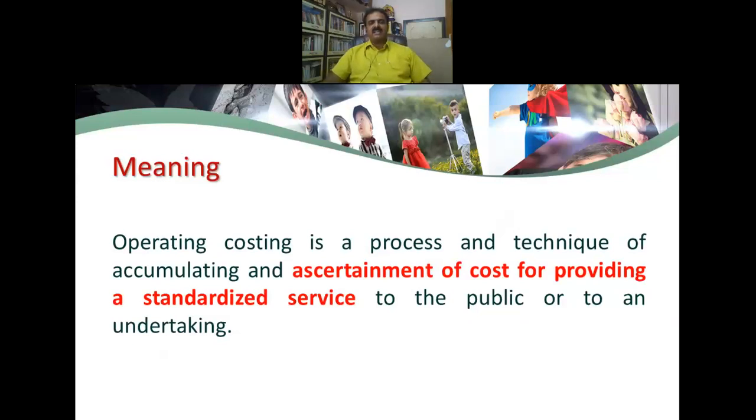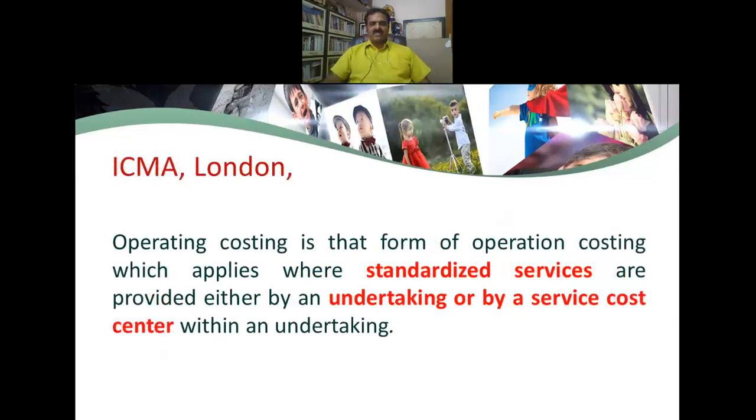Like that, for any kind of service provided, we identify what cost has been incurred in rendering the service, instead of the cost determined with respect to the manufacturing of an article, a product or a commodity. So it is purely the ascertainment of cost for providing a service that is called operating costing. There are two definitions.